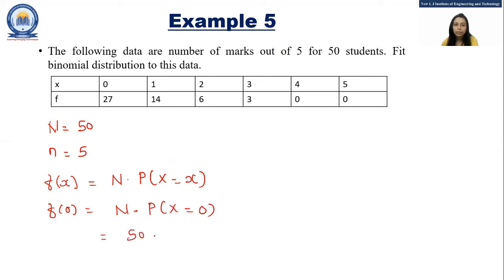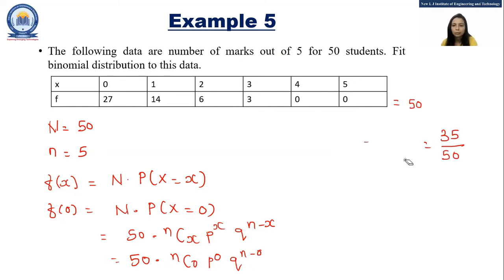N is equal to 50. P of x equals x is NCx P raised to x Q raised to n minus x. But x is equal to 0, so 50 into NC0 P raised to 0 Q raised to n minus 0. Now here we have the value of small n, that is 5. So over here we require the values of P and Q as well, because we have the value of n, that is 5, but we don't have the values of P and Q. So in order to find P and Q, we require the mean.